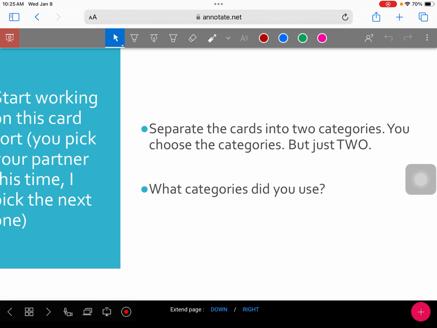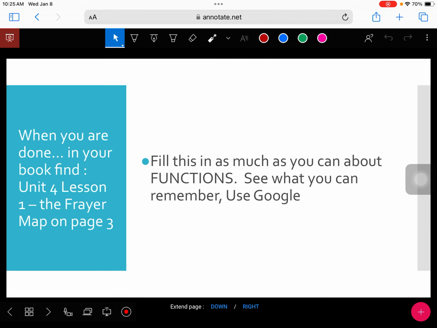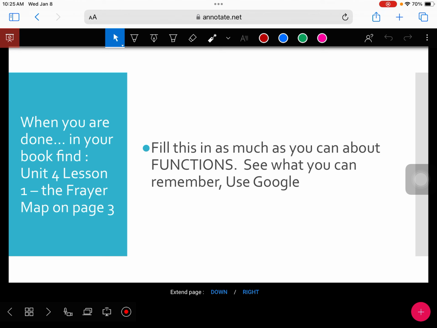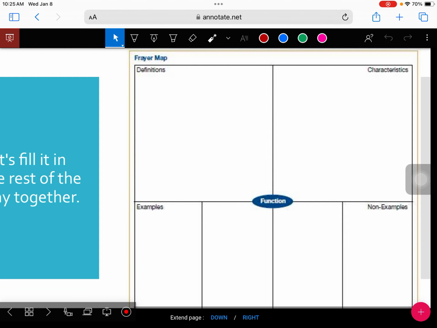Girls up front here, what is it we were looking for? Functions. Functions, okay? So I want you now, keep the cards, or you can probably put the cards all together back in the paper clip, because we might come back to this in a minute. Open up your books to page 3. Open up those prime books to page 3. And on page 3, you're going to see something that looks like this. This is called a Frayer model or a Frayer map.